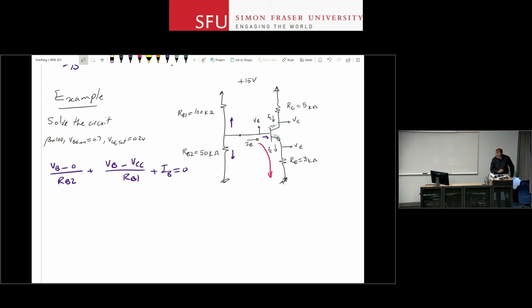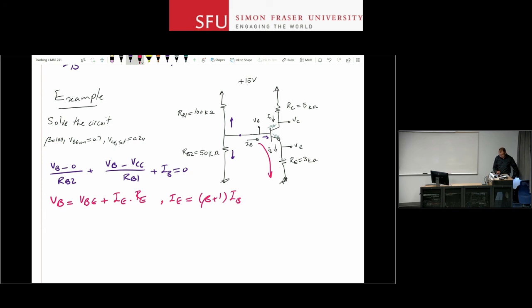Over here, I can write a KVL from VB to ground. I can say VB is equal to VBE plus IE times RE. Well, I introduced a new variable here, IE, but I'm not too scared of it because I already know IE is beta plus 1 times IB, right? So beta IB is IC, and IB, the sum of them will give you IE. If I know beta and if I know IB from the previous equation, I can solve this.